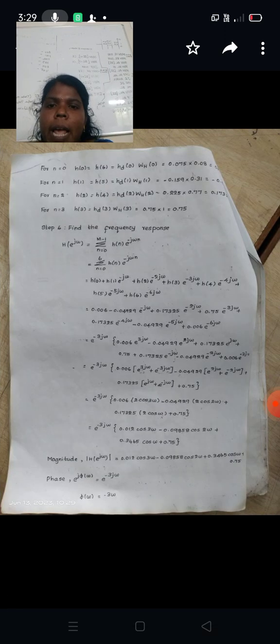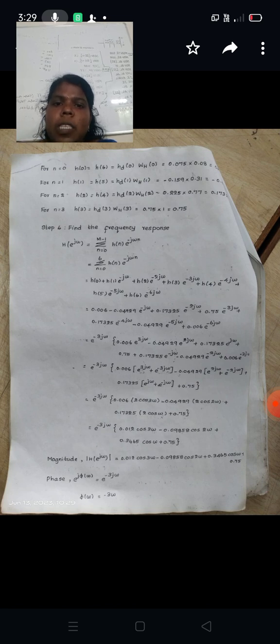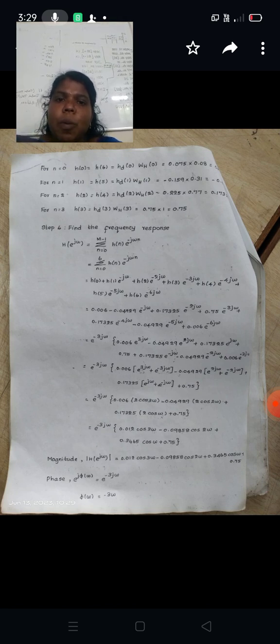Okay, therefore h of 0 equal to h of 6, that is hd of 0 into wh of 0, that is 0.75 into 0.08 is equal to 0.006. Next for n is equal to 1, h of 1 is equal to h of 5, that is equal to hd of 1 into wh of 1, that is equal to minus 0.159 into 0.31.